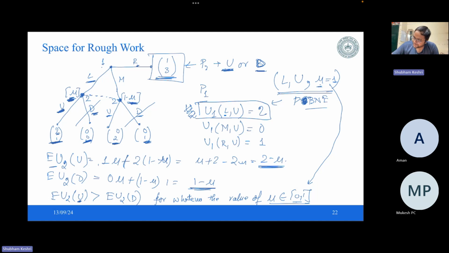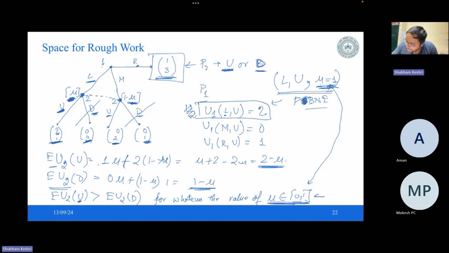So what did I say? You see, in this game, mu is coming out to be 1, and this complies with the idea that mu belongs to 0 comma 1. Therefore, the belief of player 2, where he says mu can be any value between 0 comma 1, is consistent with the solution we are getting at equilibrium. Therefore, his belief is correct. So I had taken this problem to explain to you the idea of belief.